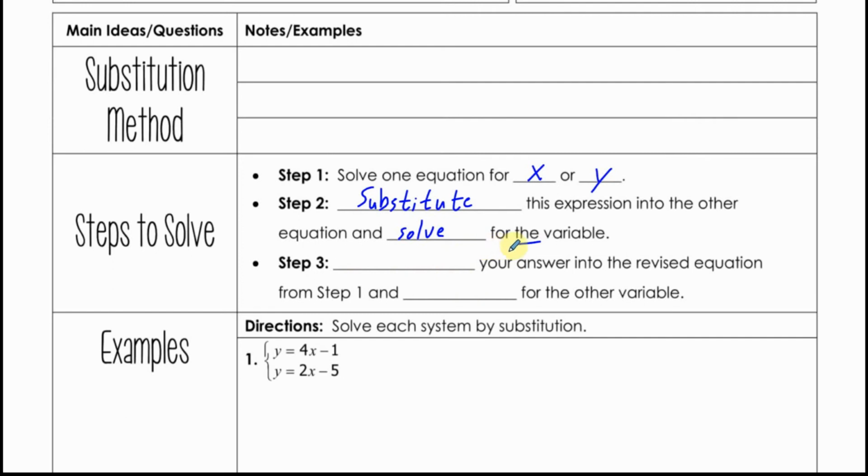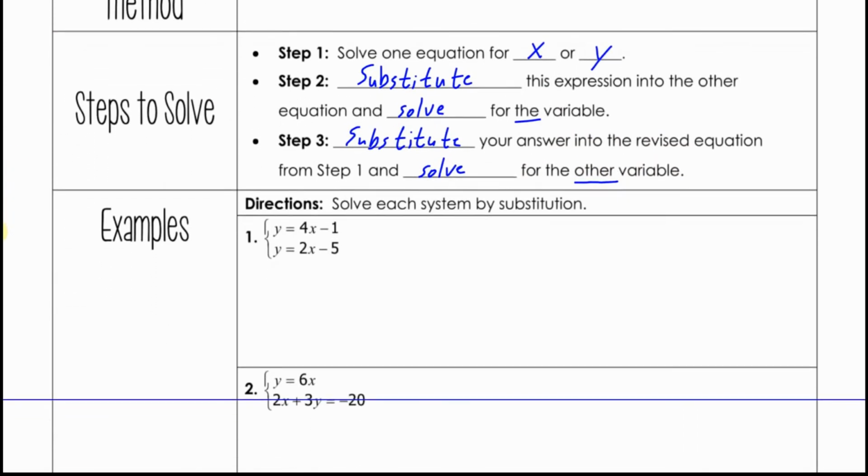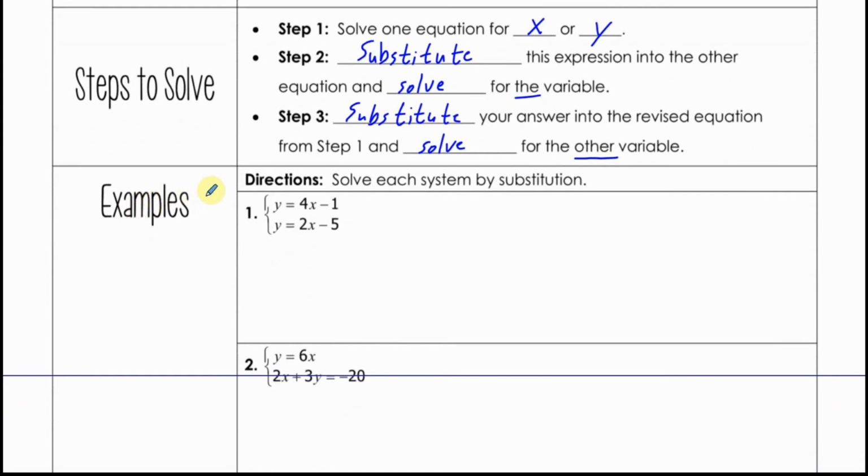All right, so now once you've solved that equation for either x or y, you're now going to substitute again. You're going to substitute, plug in, your answer into the revised equation from step 1, and again, you're going to solve for the other variable. So here, you're either solving for x or y, and then down here, you're going to solve for the other one. All right, so we're going to take a look at one, and we're going to start off with easy, and we're going to work our way up to the difficult ones.